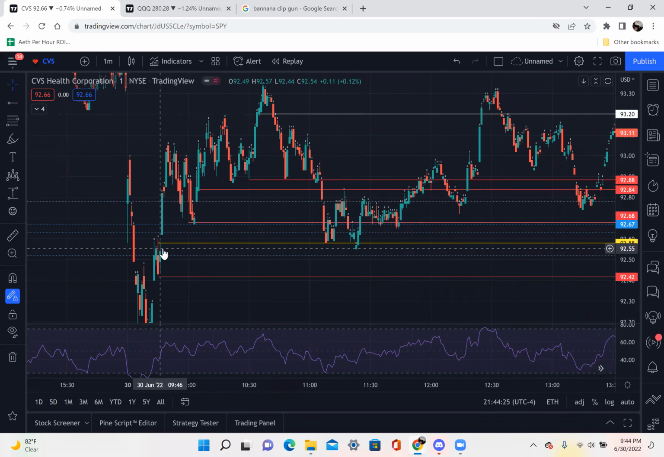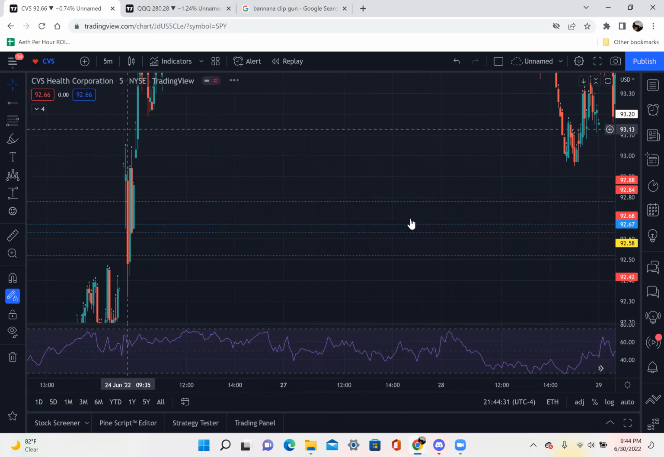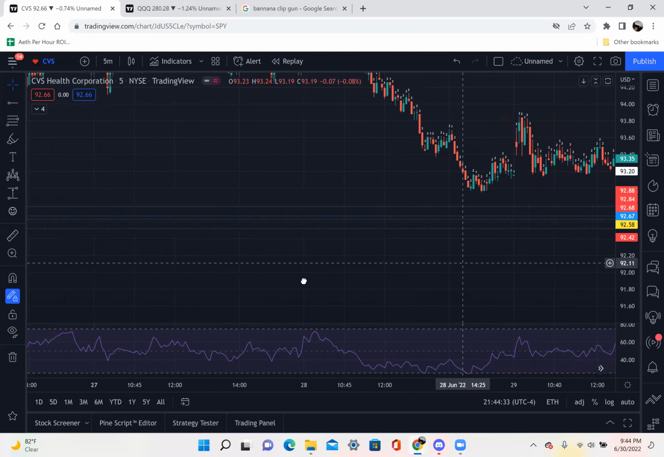Basically at the top of candles. You see, top of the wicks of the candles, and that's where it came down at. But let's go ahead and take it back to a 5-minute time frame, just so I can show you how it played out.